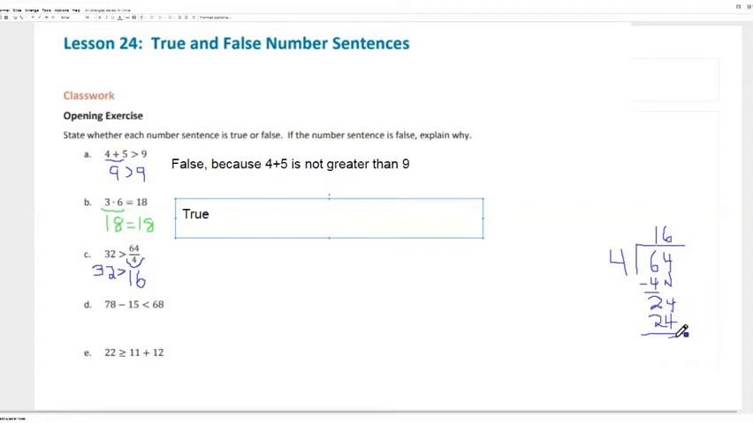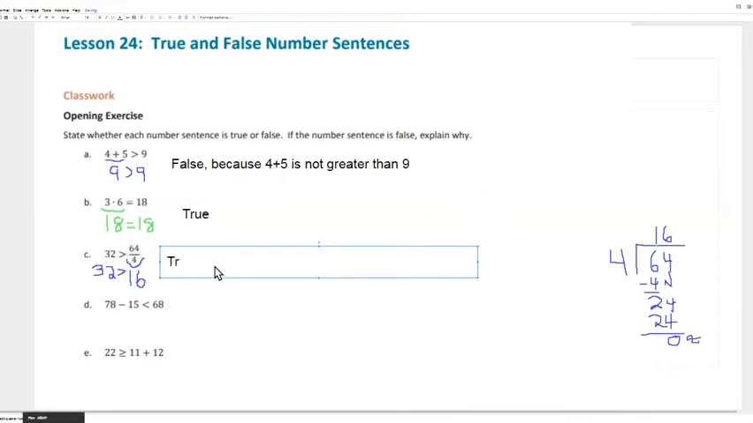Notice the denominator goes away because 4 goes into 64 evenly, because there's a 0 here. It means there's no remainder, nothing left over. The question is, is this a true statement? Is 32 greater than 16? And the answer is yes, it's true. So that's it. Done. We continue working our way through this.